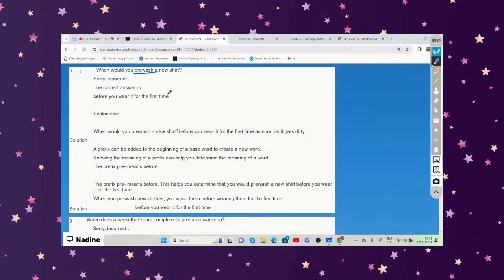And here we're saying that pre-wash, right? You need to basically pre-wash brand new clothes, right? So you basically have to wash them before wearing them. And that means to pre-wash the clothes.